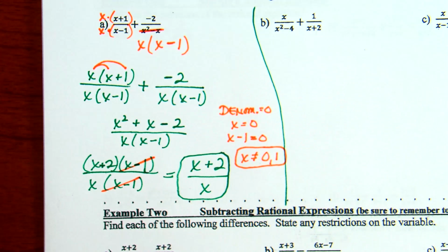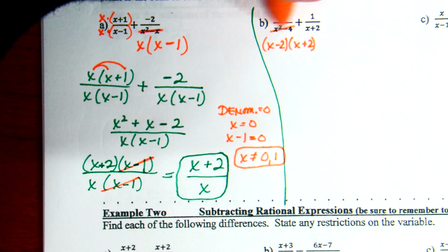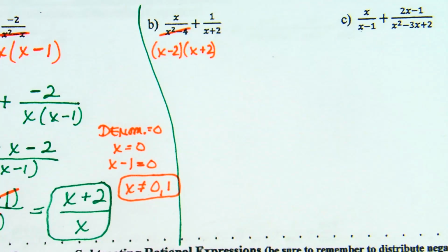X squared minus 4 factors into 2 parentheses, x and x, a minus 2 and a positive 2. What about the second denominator? Does x plus 2 factor? No. I'm just trying to get you to ask those questions to yourself, right? Always check all denominators.